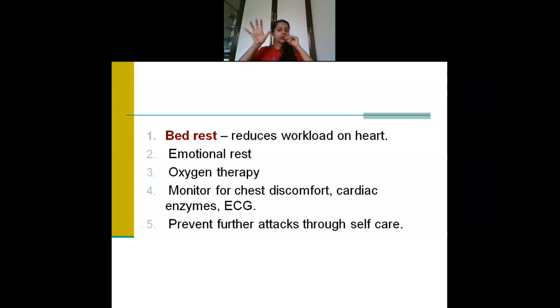Like troponin, we have CKMB, which I have already discussed in detail, and myoglobin. All these blood investigations have to be done so that we can detect if it is because of a heart attack or because of any inflammation to the heart. Next, it is very necessary to teach the patient how to control further attacks and what signs will be there.